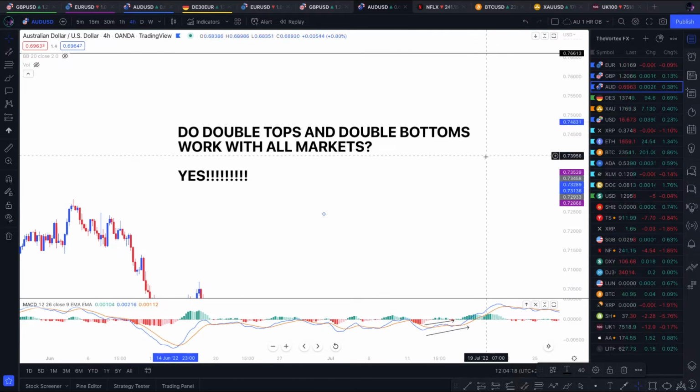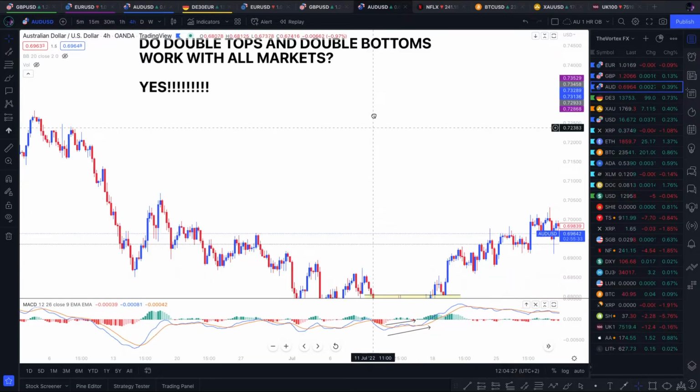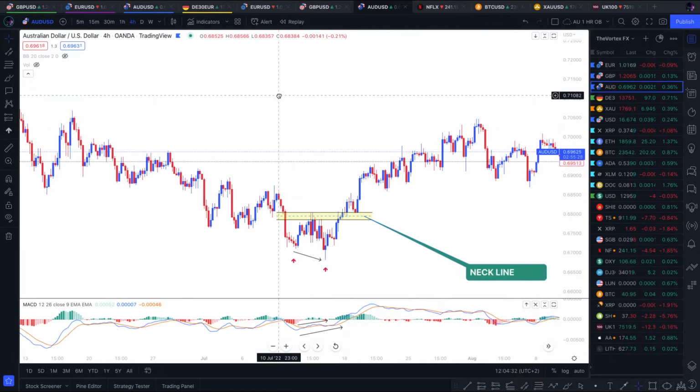All right, and the first one we are doing is on this exact pair, AUD USD, on the 4-hour time frame. I am going to scroll down just a little bit and you are going to see one right here. There it is. Here is our first bottom, the first peak. Here is the second peak, a little bit lower than the first one. We have divergence across the MACD, the MA lines, as well as the histogram, showing that sellers were going to be weakening out. We have drawn out our neckline in yellow, this neckline zone.